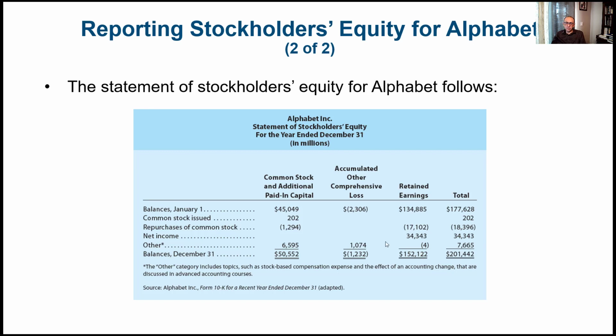As you can tell, Alphabet does not have preferred stock, so they only have common stock. And then we have the beginning balance. We have the common stock issued, the purchase of common stock, which is the treasury stock, and then net income, and then other things affecting equity to get the ending balance.